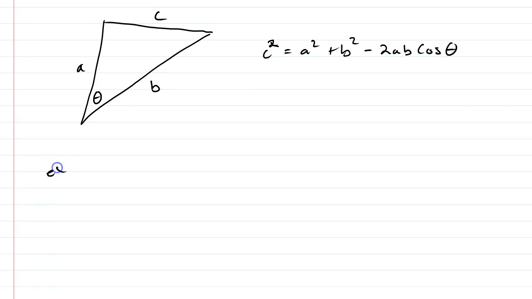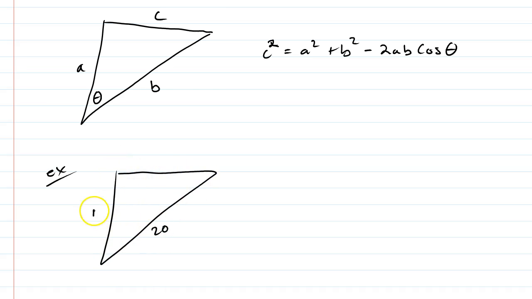Okay, so for example, let's say we had a triangle that had 20 on one side, 10 on the other, and we had 60 degrees right here. We want to figure out this right here. So where does this come about? Well, there's a lot of navigation problems you see in textbooks where one plane traveled 10 miles this way, another plane traveled 20 miles this way, and they are going at an angle 60 degrees from each other. So the question is then, what is the distance between them in the end? So that sort of thing.